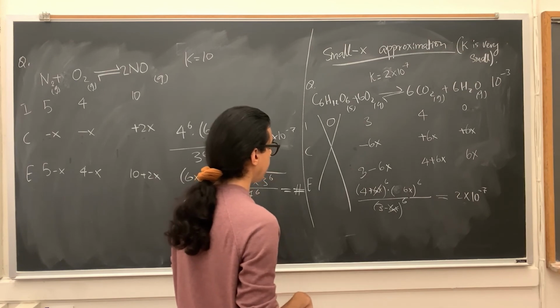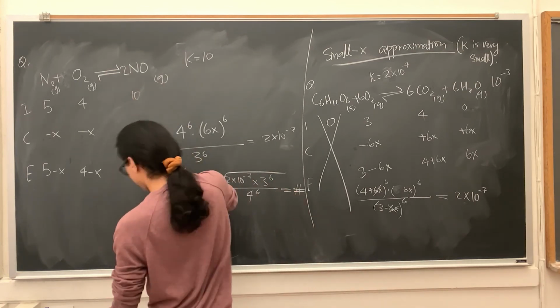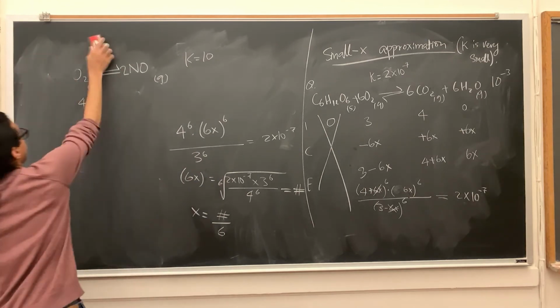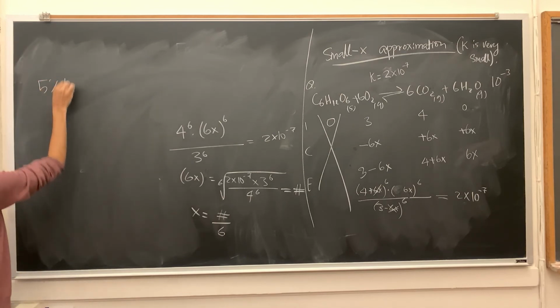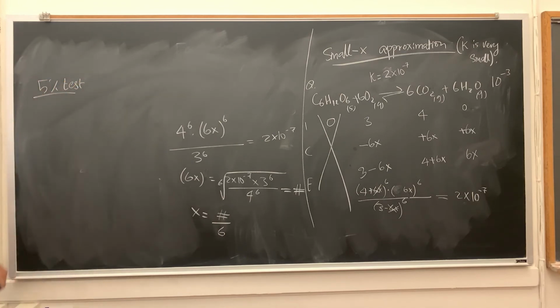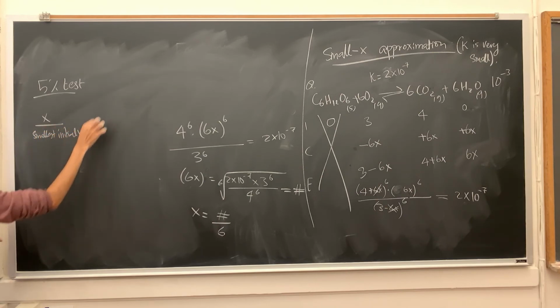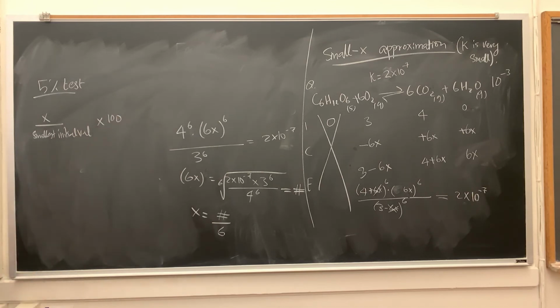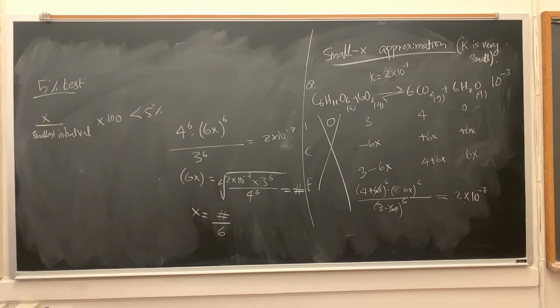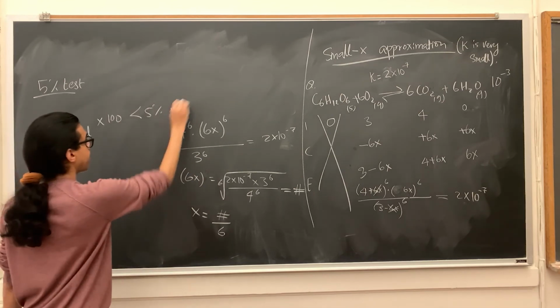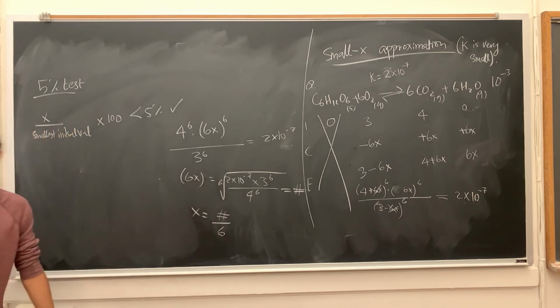Okay. And here's how you test whether what you've done is valid or not. Last thing, the 5% test. The 5% test is very simple. Take the x value that you found, divide it by the smallest initial value, and times it by 100, and see if you get less than 5%. If you get less than 5%, what you did was valid. If not, then what you did was invalid.